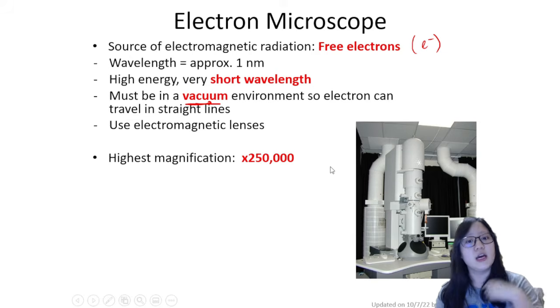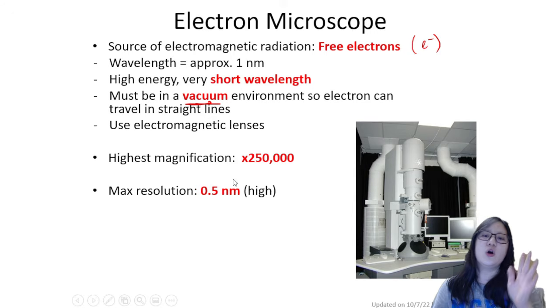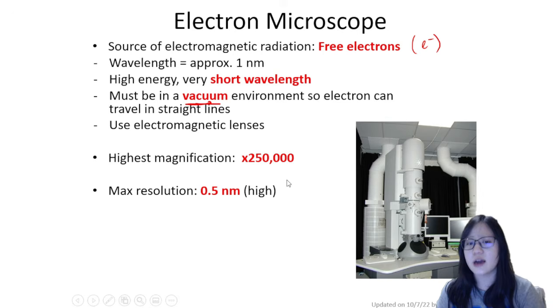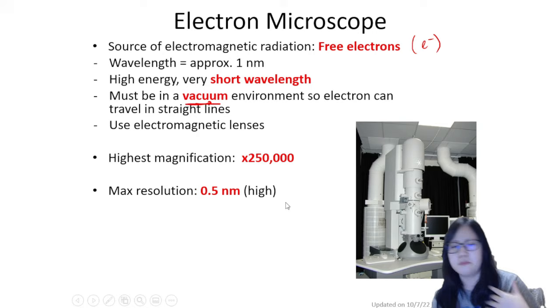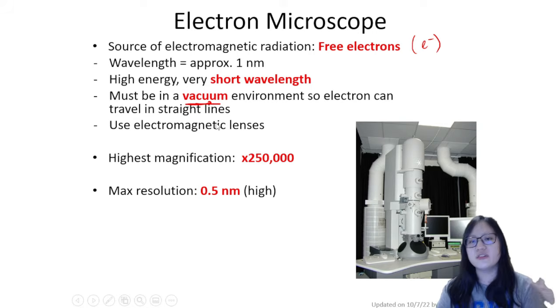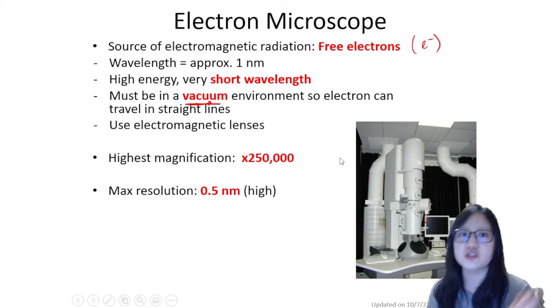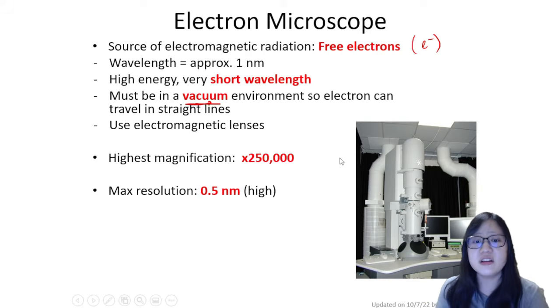Free electrons. The good part about this is that it has a very high magnification. The highest would be 250,000 times the size. Honestly, the ones on the market are probably better now, but this is in your textbook, okay? Now, the max resolution of an electron microscope is around half the wavelength of the free electrons, which is approximately 1 nanometer. So max resolution would be 0.5 nanometers, which is very high. The smaller the value, the higher the resolution.